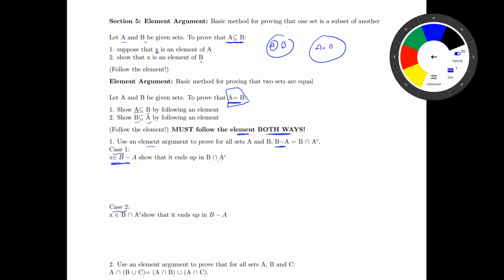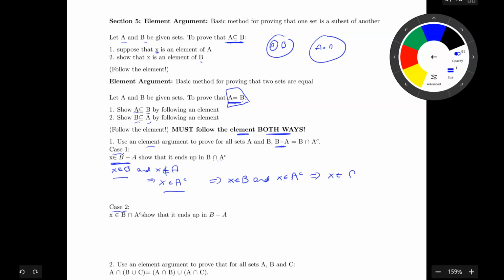So what does it mean for x to be an element of B minus A? That means x is an element of B and x is not an element of A. That's what B minus A means. If it's not an element of A, that means x is an element of A complement. So from these two statements, x is an element of B and x is an element of A complement, which means x is an element of B intersect A complement. So I went this way with the element argument.